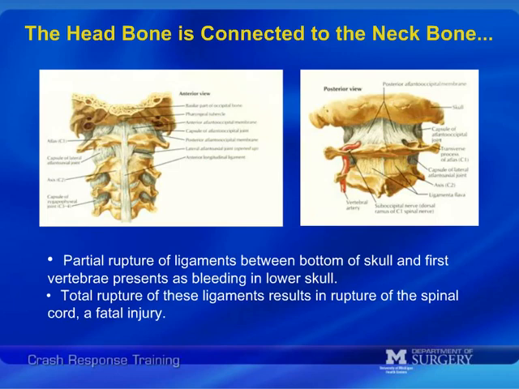One of the big concerns is rupture of some of these tissues. Partial rupture of the ligaments between the bottom of the skull and the first vertebra of the neck presents as bleeding in the lower skull. Total rupture of these ligaments results in rupture of the spinal cord, which is nearly always a fatal injury.